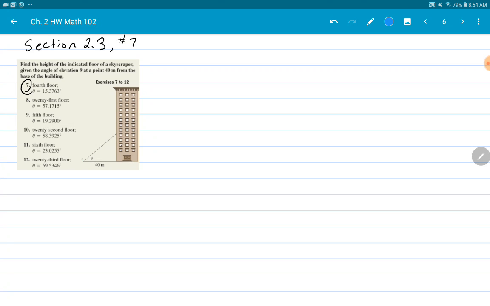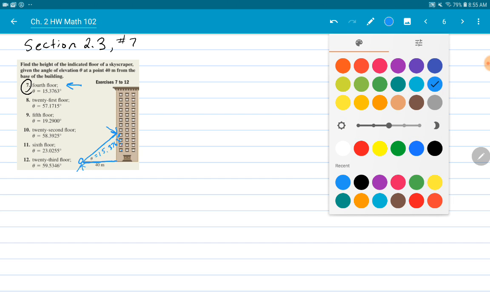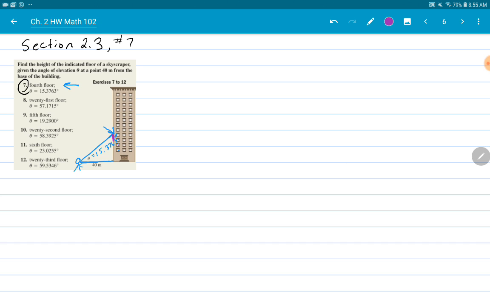So you can think of that as a little guy, or you, standing here, 40 meters away from this building. So you're 40 meters away, and you look up. And when I look up at the 4th floor, that's number 7, the 4th floor, so 1, 2, 3, 4, I'm looking up at an angle of 15.3763 degrees. Okay, and what I want to know is the height of that building at the 4th floor. So that's my unknown variable.